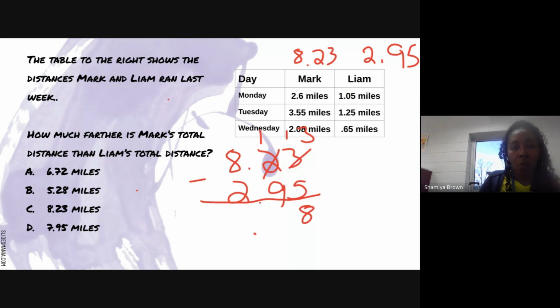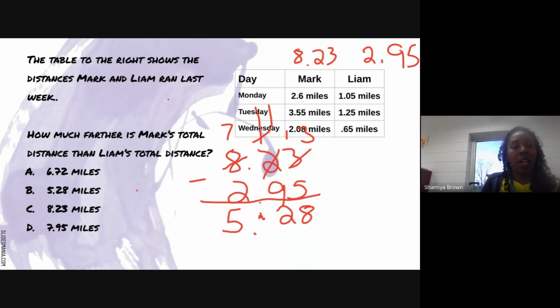Then I have 1 minus 9, and I can't do that either. So I need to borrow from my 8. My 8 becomes a 7, and my 1 becomes an 11. And let me go ahead and bring my decimal down. Or did I already do that? So I have 11 minus 9, which is 2. And then I come over here and do 7 minus 5, 2, and that's 5. So my answer should be 5.28 miles, 2,800 miles.